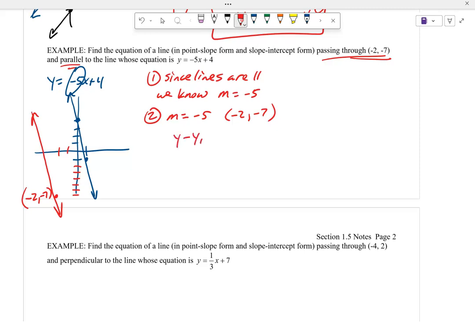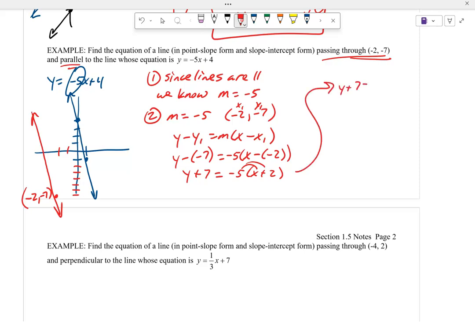I'm going to start with point-slope form, and use this as my x1, y1, and my slope. Slope is -5, x minus my x1, which is -2. So I got y + 7 = -5(x + 2). Let's put this into slope-intercept form. I got y + 7 = -5x, -5 times 2 is -10, and then we'll subtract 7 on both sides. So we got y = -5x - 17. That's the equation of that red line that we drew.